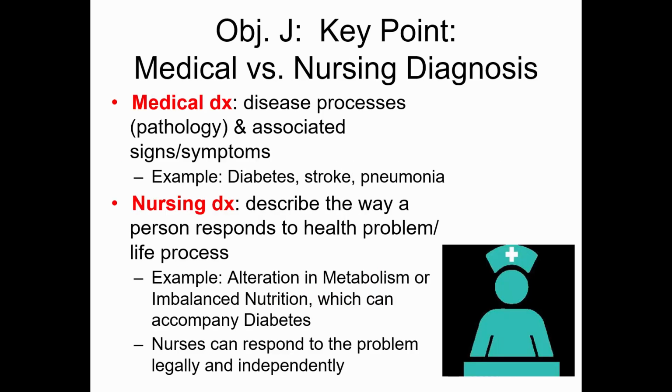So how do we separate a medical diagnosis from a nursing diagnosis anyway? Medical diagnoses are related to disease processes and their pathology. It's outside of a nurse's scope of practice to form a medical diagnosis. Examples of this would be diabetes or pneumonia. A nursing diagnosis, on the other hand, describes how the person responds to their health problem or life process. This does fall within the nursing scope of practice, so we can do these diagnoses. So if you have your patient that's here with diabetes, we can't diagnose diabetes, but we can diagnose alteration in metabolism, which goes along with diabetes.